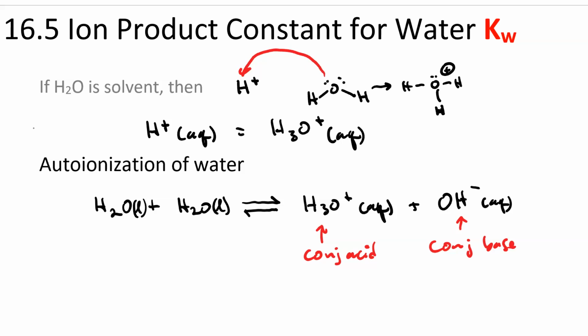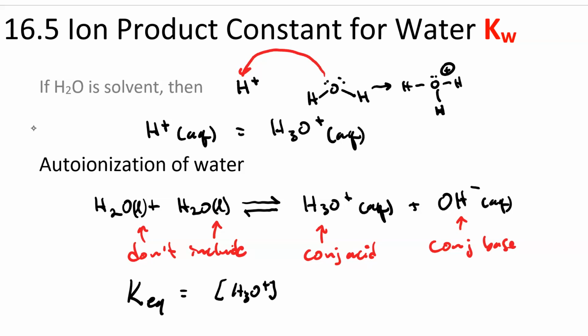Now, if we write an equilibrium expression, it'll be the concentrations of products over the concentrations of reactants. But we don't include things that are liquids in the equilibrium expression. You don't include liquids or solids. You only include gases or things in the aqueous phase. So it's just going to be the products over 1. So concentration of H3O plus times concentration of OH minus.